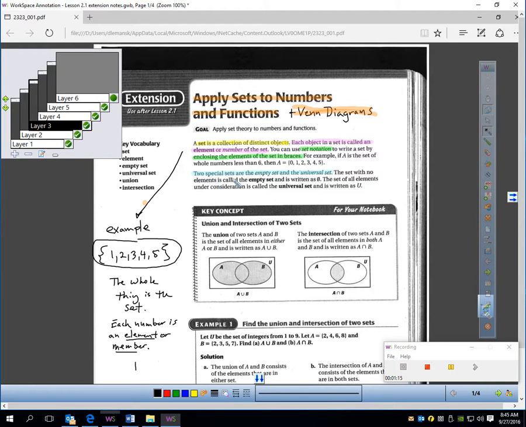Two special sets are the empty set and the universal set. A set with no elements is called an empty set and is written as a zero with a slash through it. You can see it here in the book, but let me write it out bigger. This would mean an empty set. We have no elements in the set. A set with all the elements is called the universal set, and it's written with a U, but specially written with little bars over the U like that. That means we have all the elements in the set.